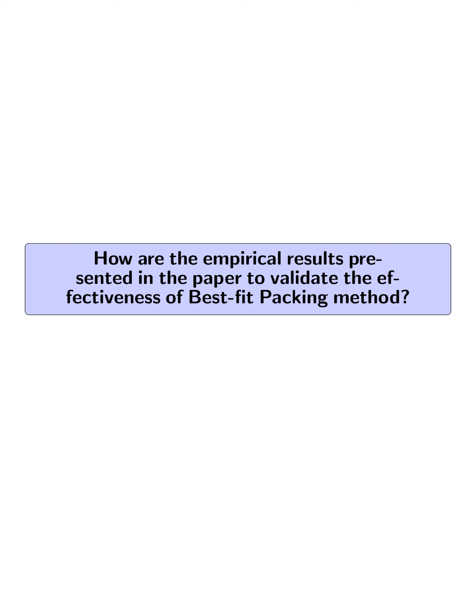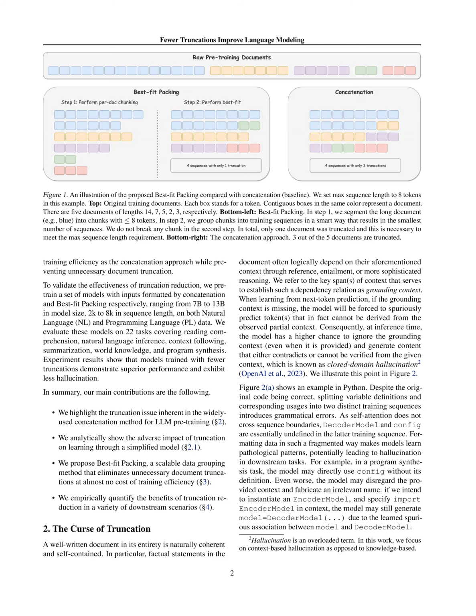How are the empirical results presented in the paper to validate the effectiveness of best fit packing method? The empirical results presented in the paper to validate the effectiveness of the best fit packing method involve pre-training a set of models with inputs formatted by both concatenation and best fit packing, ranging from 7B to 13B in model size and 2K to 8K in sequence length on both natural language (NL) and programming language (PL) data.